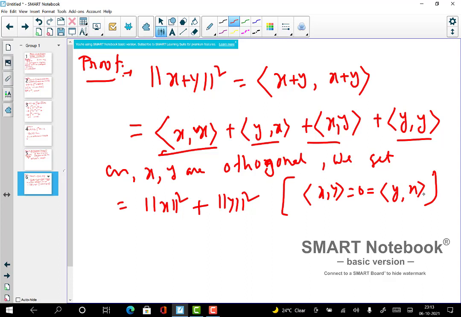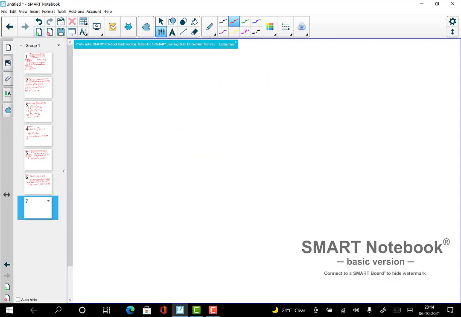So this theorem is called the Pythagorean theorem, which is a general version of it, and it is rather easy to prove. In fact, in school geometry we learned this theorem with a rather lengthy proof, right? Now we want to discuss one more interesting theorem here, and that is called the parallelogram law or parallelogram theorem, whatever you call it.